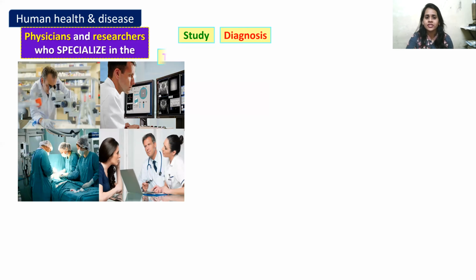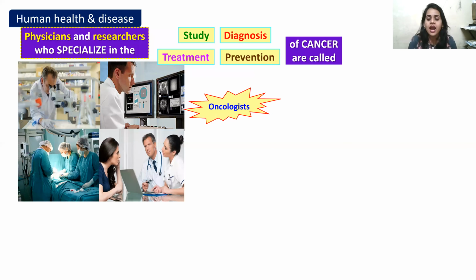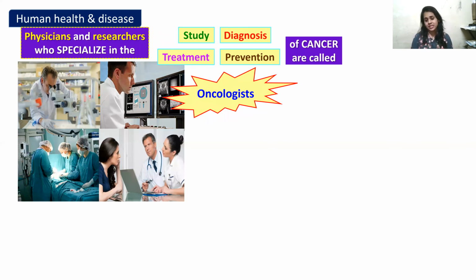And the physicians and the researchers who are specialized in the study, diagnosis, and treatment of cancer are called oncologists. What are they called? Oncologists. So I really hope that whoever is watching the videos, once they clear their MBBS, they can go for further studies, and you can even become an oncologist. It's a very, very good field where you can help people with cancer. Okay, so physicians who handle the cases of cancer, those are called oncologists.